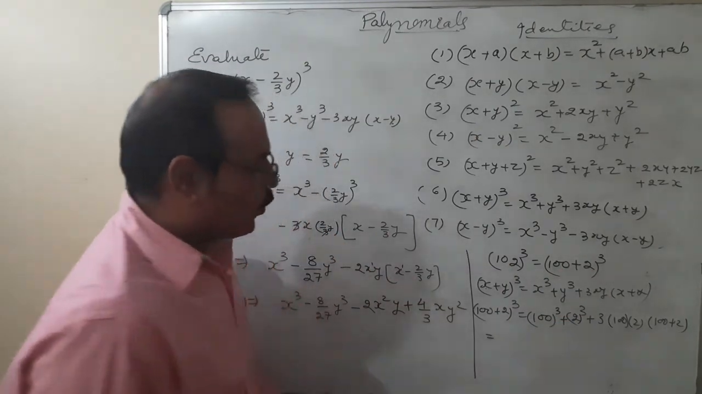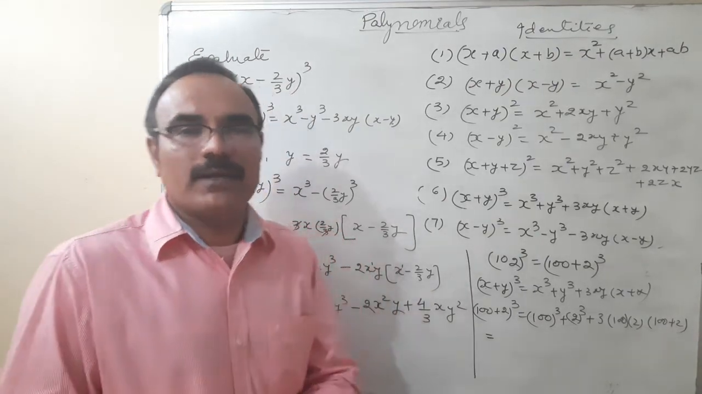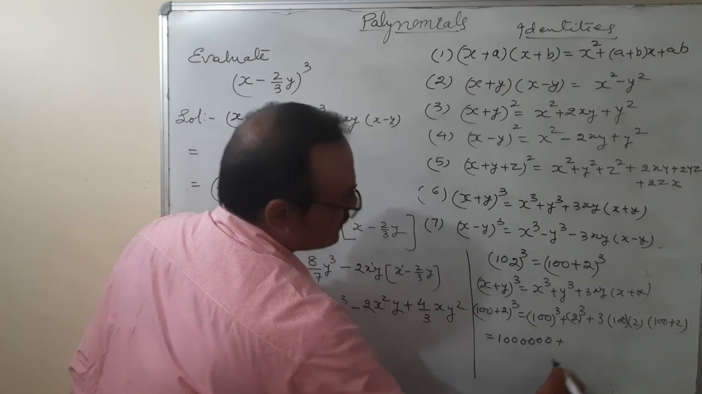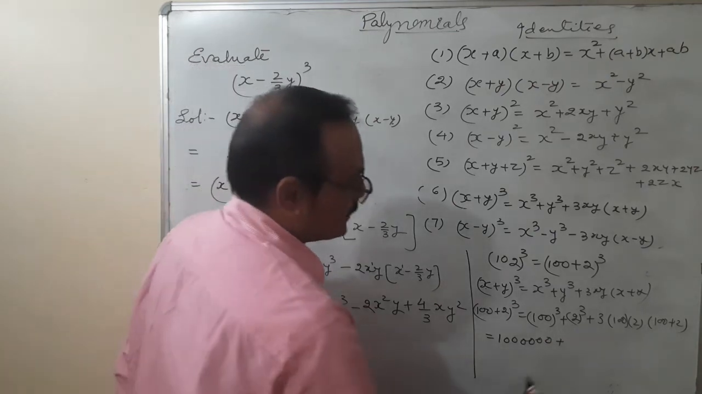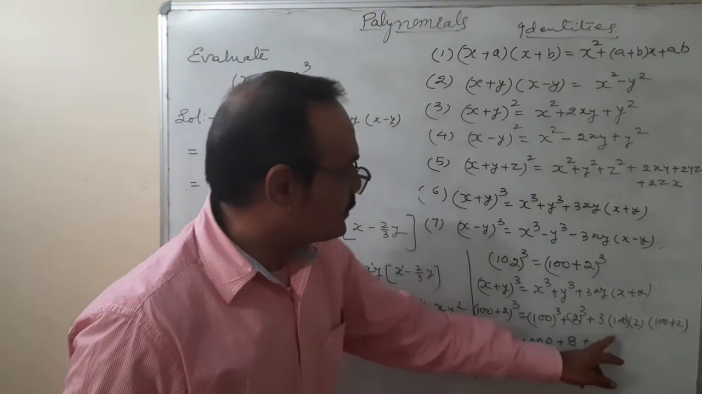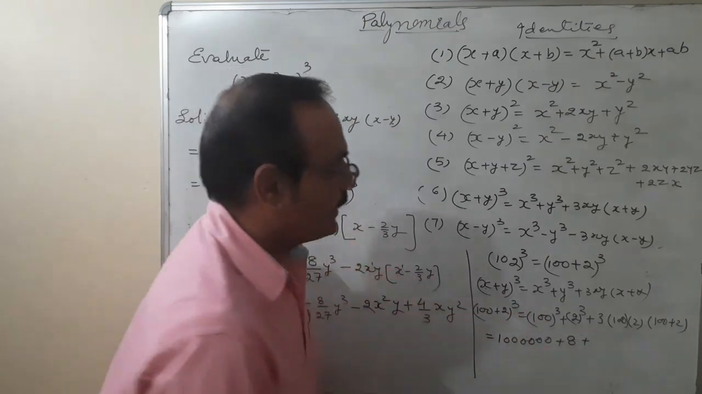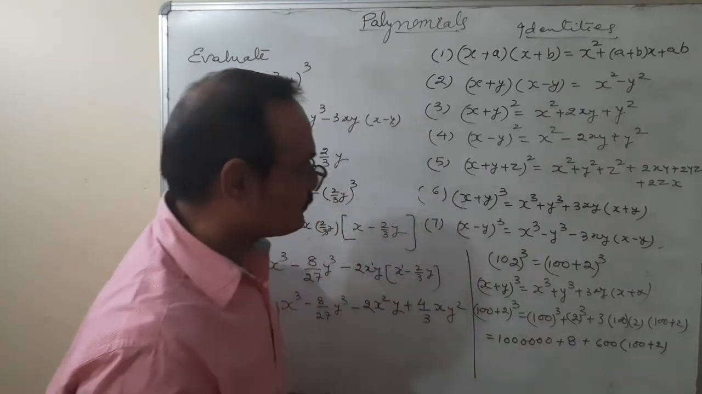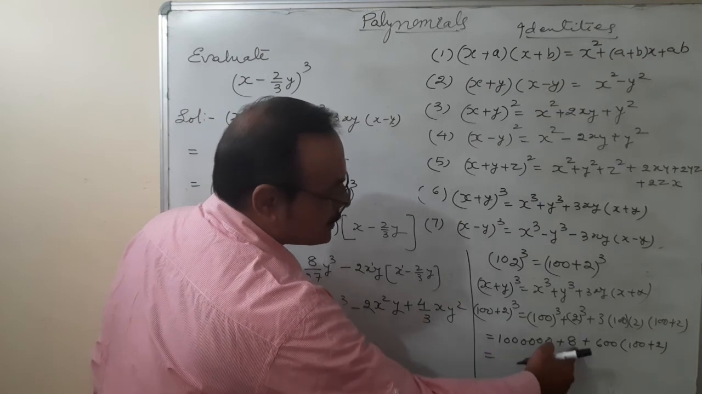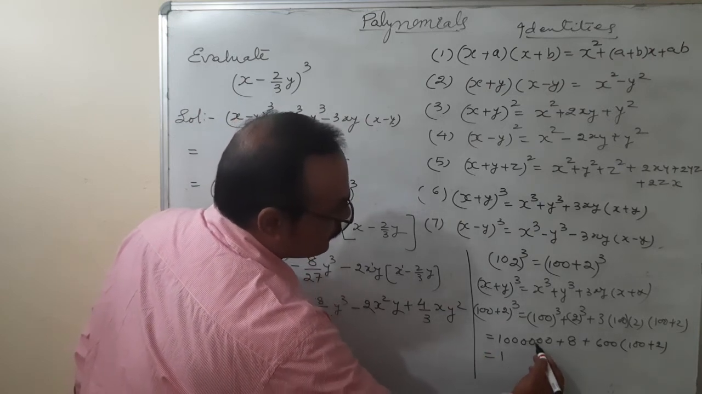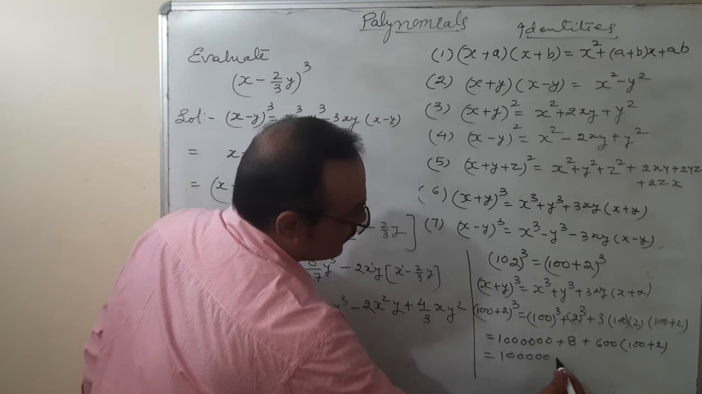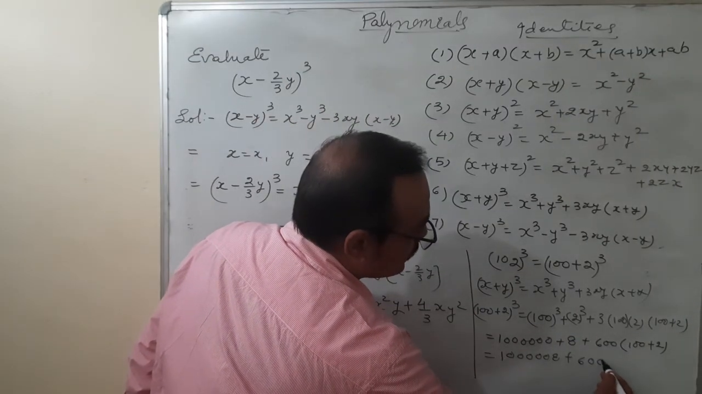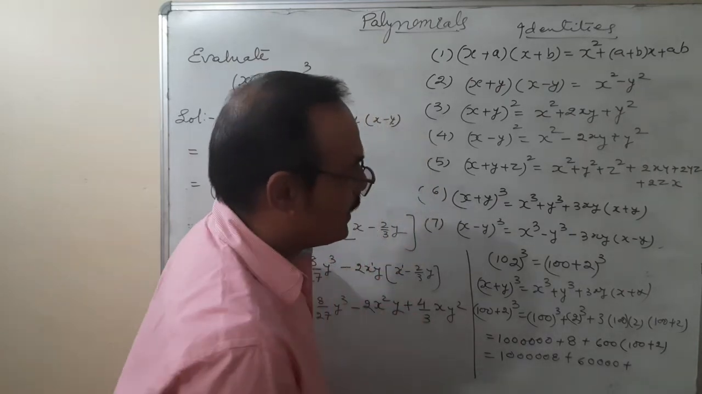Then the result is 100 whole cube, 100 multiply 100 multiply 100. That means it is 1 with 1, 2, 3, 4, 5, 6 zeros, plus 2 cube: 2 2s are 4, 2 4s are 8, plus 3 multiply by 2, 6, and 100, it is 600, times 100 plus 2. This is 6 with 0 plus 8. So 1 with 6 zeros plus 8 plus, if I open the bracket, it is 6 with 4 zeros plus 600 multiplied by 2, it is 1200.